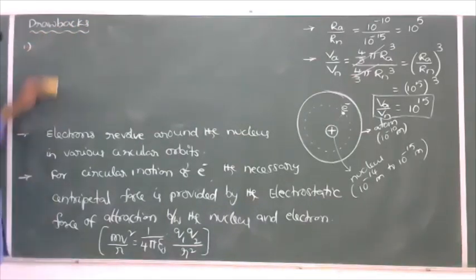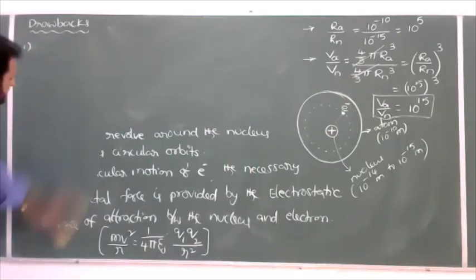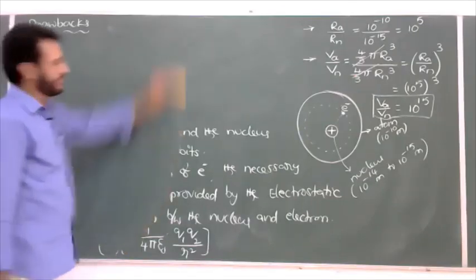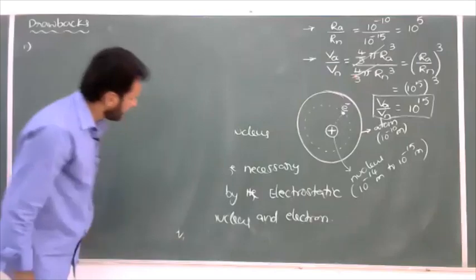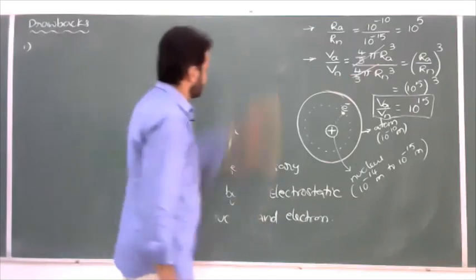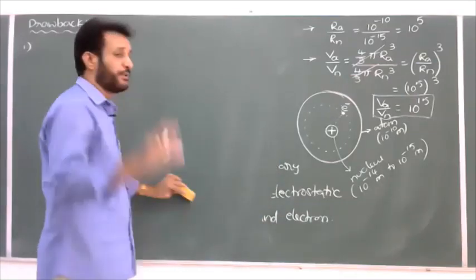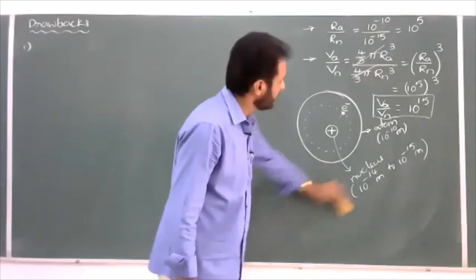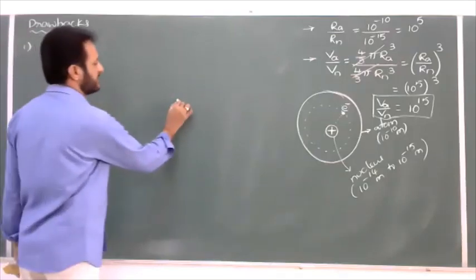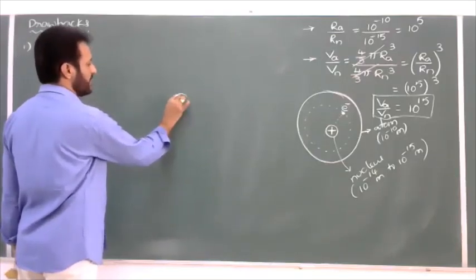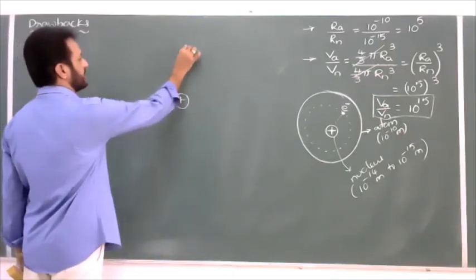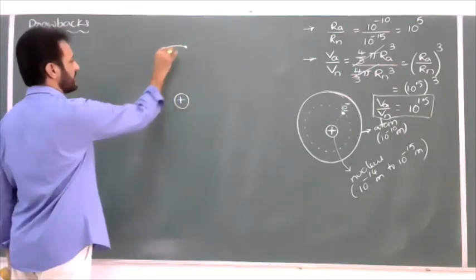One of the drawbacks of the Rutherford model: he thought electrons are revolving around the nucleus in various circular orbits, so the electron is not at rest. The electron is moving around the nucleus in a circular orbit. If the electron is at rest, it may be pulled towards the nucleus and fall into the nucleus. That's why he thought the electron is moving around the nucleus in a circular orbit. For example, observe carefully the nucleus of an atom, and I am choosing one electron. So the electron is moving around the nucleus in a circular orbit like this.